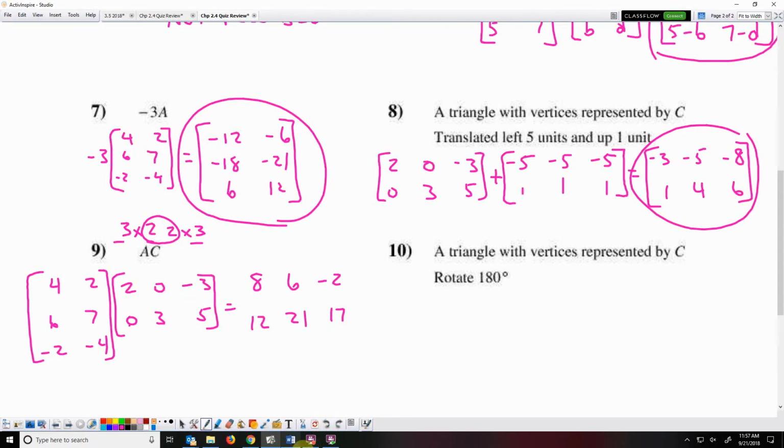So on to the third row. Negative 2 times 2 is negative 4. Negative 4 times 0 is 0, and that adds to negative 4. 0 minus 12, and 6, and negative 20 is negative 14.